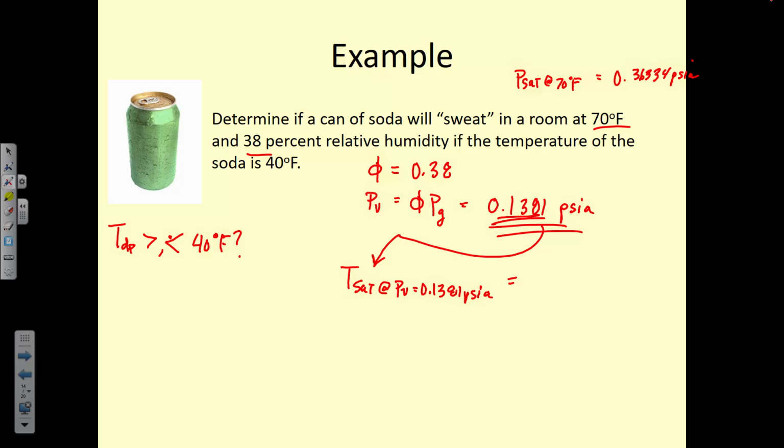So the saturation temperature by interpolation is 43.17 degrees Fahrenheit. So our saturation temperature is higher than the can of soda. Does that mean that dew will condense or dew will not condense? It will, because we're below the saturation temperature. So 40 degrees Fahrenheit. I always want to write a C. 40 degrees Fahrenheit is less than the dew point temperature, so it will condense.